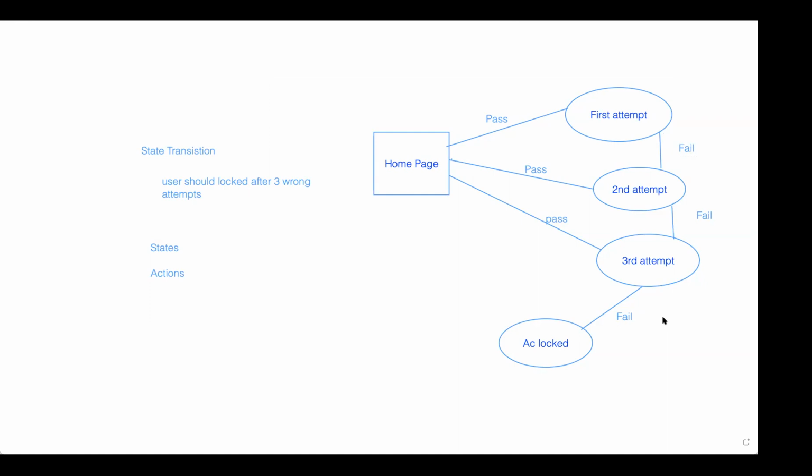So first, second, and third attempts. These are the actions. First time we enter the pin number, that is an action. Second time also an action, and third time is also an action. So these 3 attempts we can say are 3 actions. Now let us say we have drawn 3 different boxes.